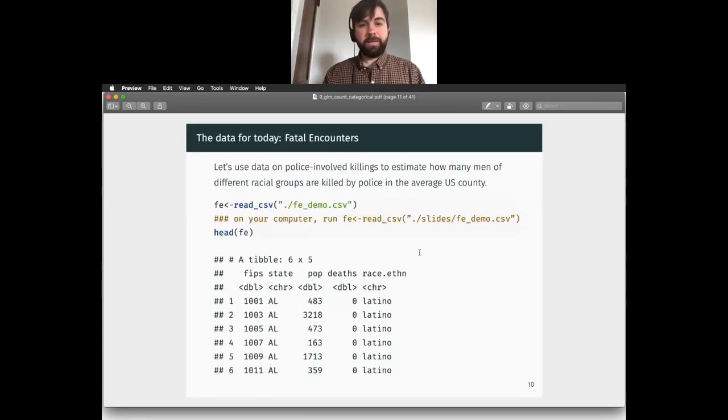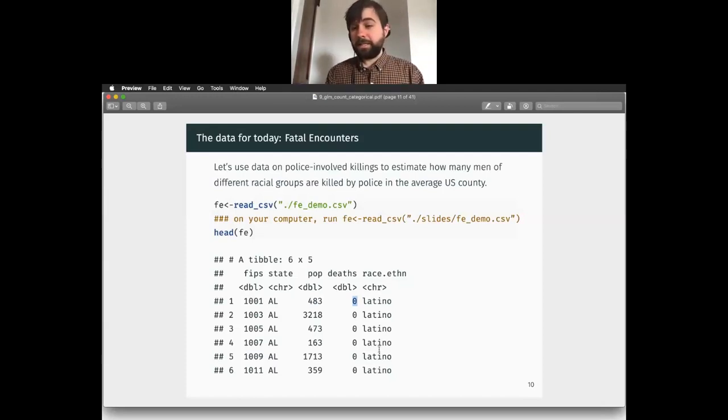And so what we have here is a reduced form version of the data I used for the paper, where we have a FIPS code, which is a county identifier. We have a state identifier. We have the population in that county for a particular racial or ethnic group. And we have the number of deaths that involved police over about a 5-year or 6-year period. So what we have here is a county by race table of number of deaths coupled with population data. This is what we're going to use to build out count models.